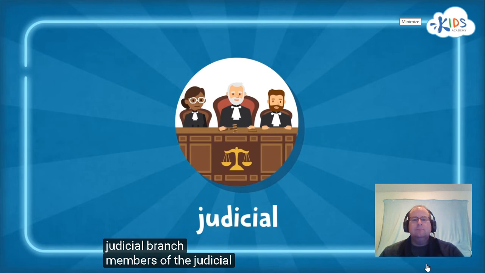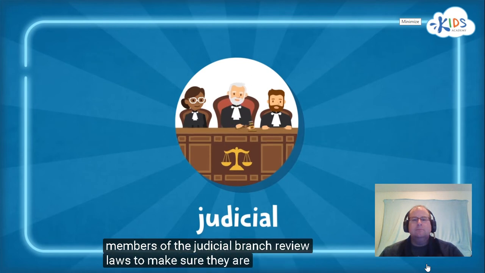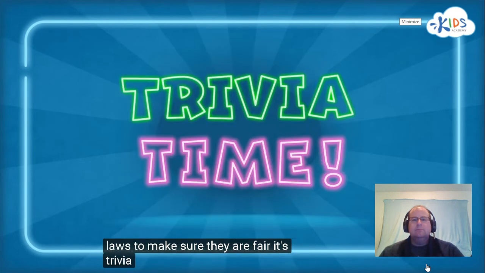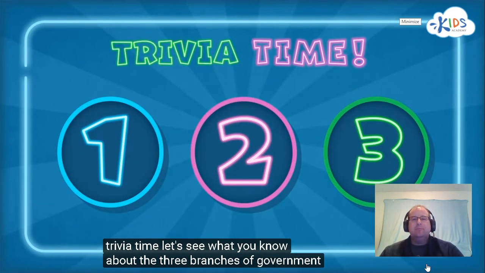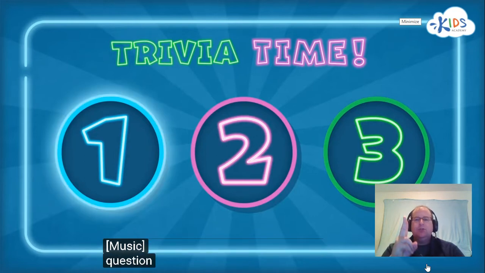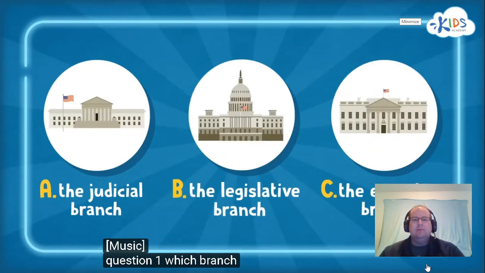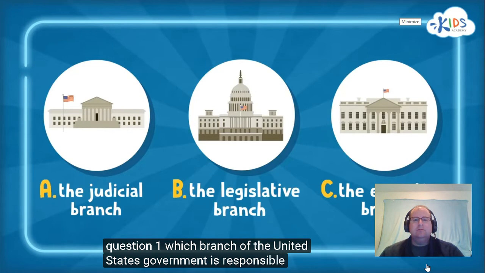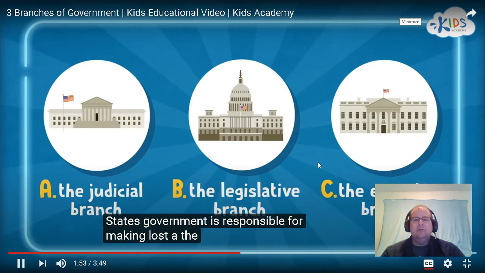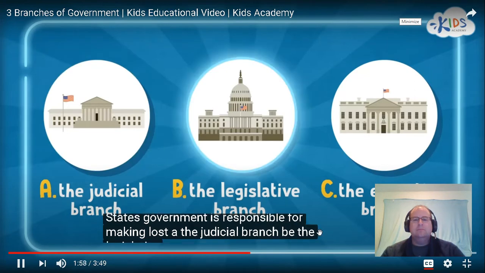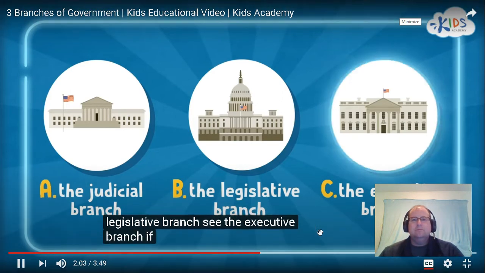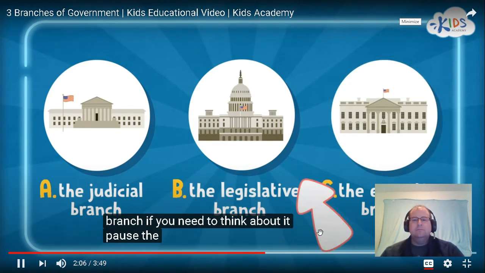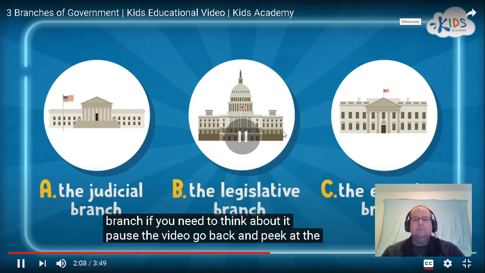Members of the judicial branch review laws to make sure they are fair. It's trivia time. Watch carefully, see if you can answer. Three branches of government. 1, 2, or 3. Question 1. Which branch of the United States government is responsible for making laws? A. The judicial branch. B. The legislative branch. C. The executive branch. If you need to think about it, pause the video. Go back and peek at the lesson.